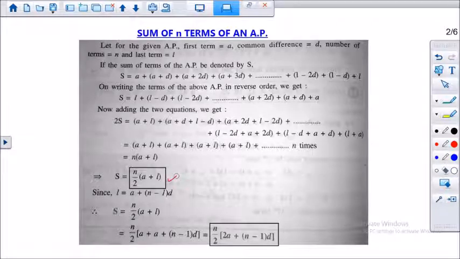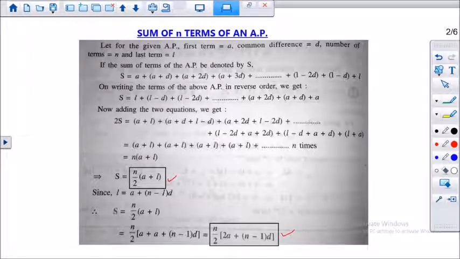One, S equals n by 2 into (A plus L). Another formula, n by 2 into (2A plus (n minus 1) into D). These two formulas are used to find the sum of n terms of an AP. Now, see students, how the formula has come.